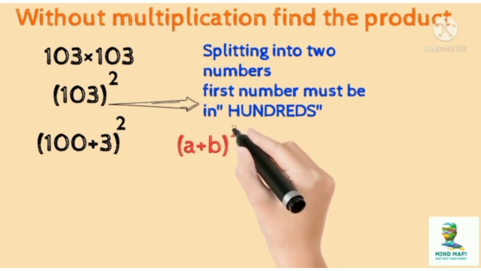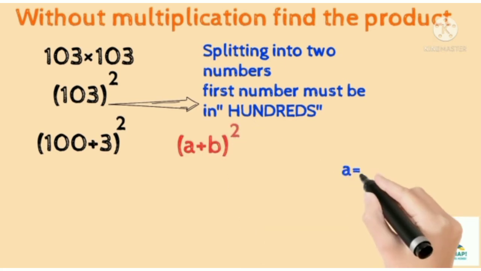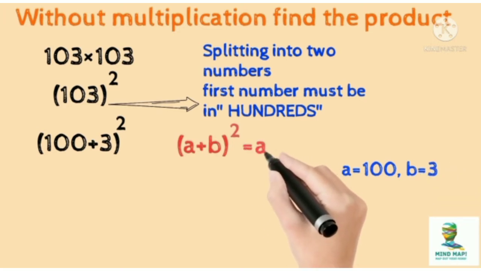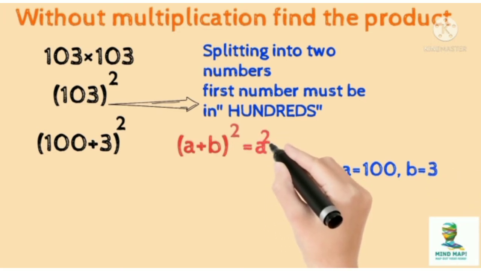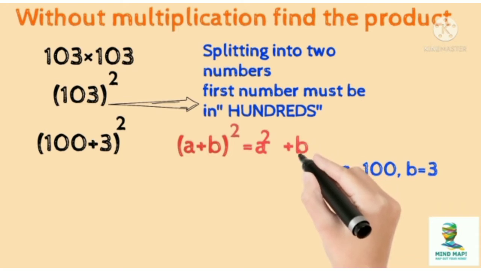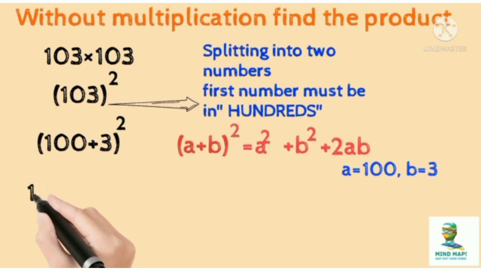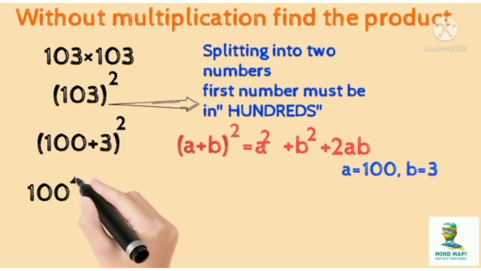So it looks exactly like the formula of (a plus b) whole square. So a is represented as 100 and b is represented as 3. This was the first part of solving. Next is the second part, that is substituting the values of a and b in the formula. So I have a square plus b square plus 2ab.